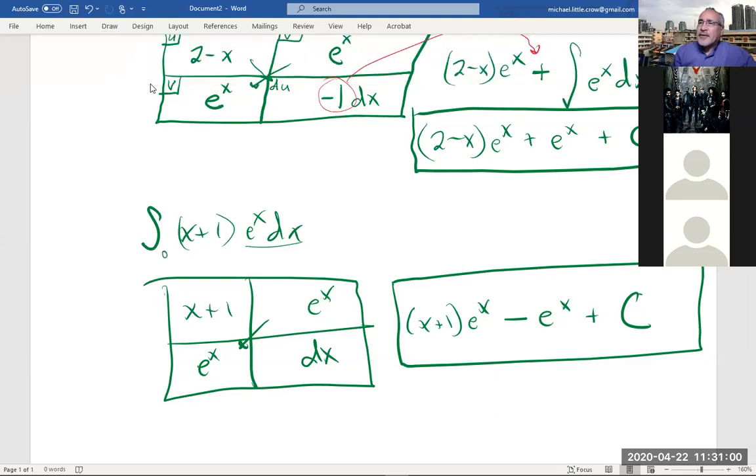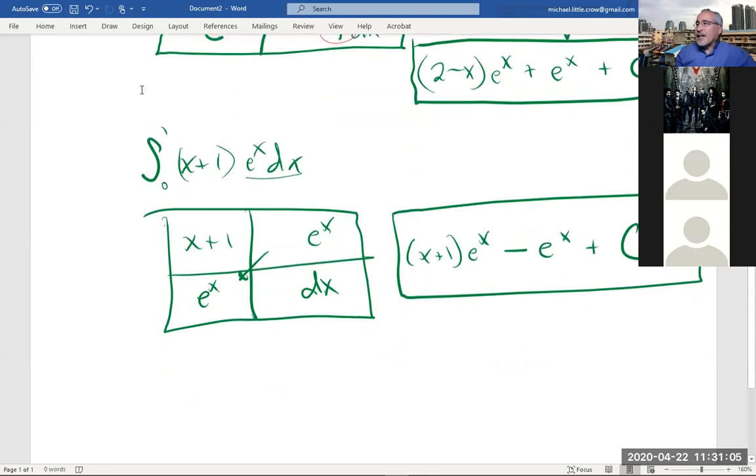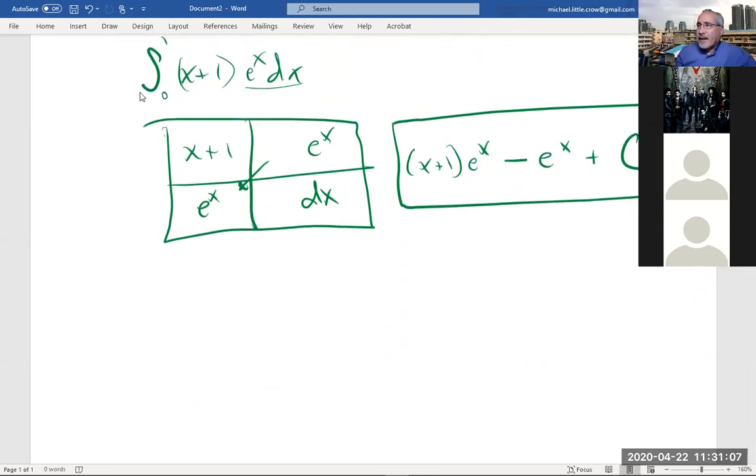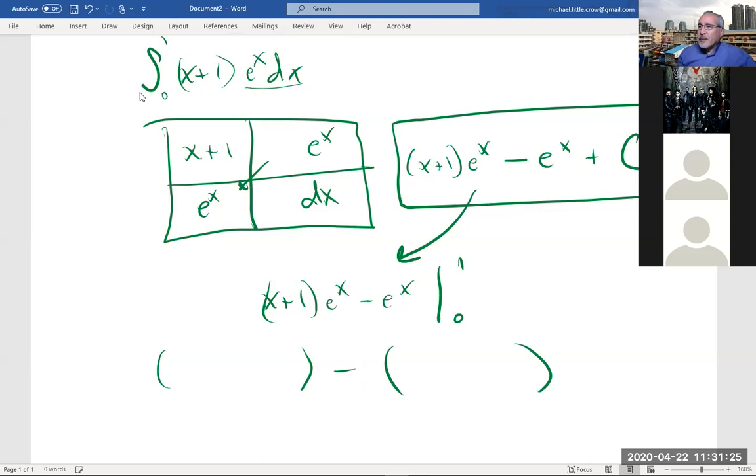It has boundaries, so I didn't read that close enough. So instead of plus C, what we do, the integral part was correct, but we've got to take it from 0 to 1. So now in the front part, we plug in 1, and then we plug in 0 and we subtract it.